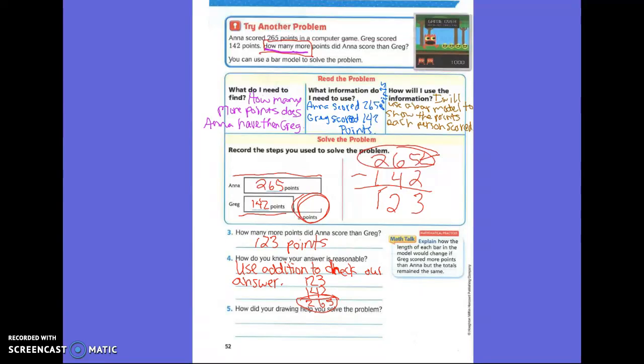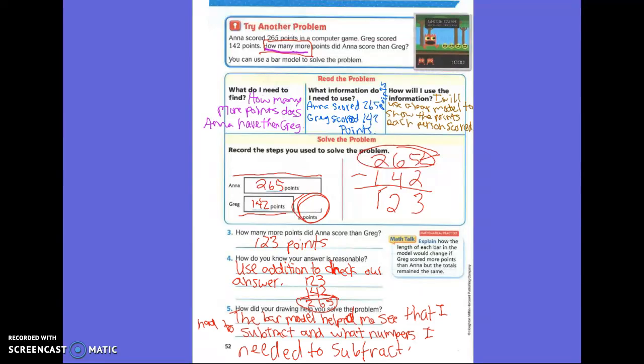Okay, how did our drawing help us solve this problem? How did these bar models help us solve them? The bar helped me see that I had to subtract and what numbers I needed to subtract. We're going to write that down. Okay, so the bar model helped me see that I had to subtract and what numbers I needed to subtract. Keep writing.